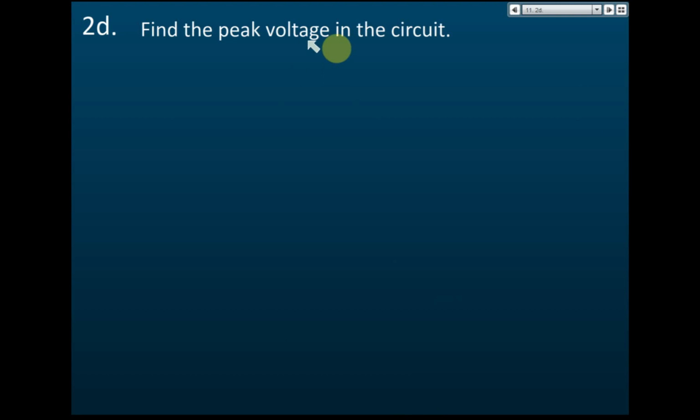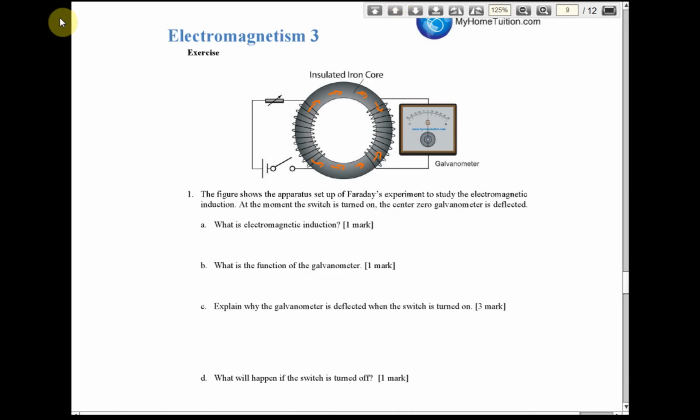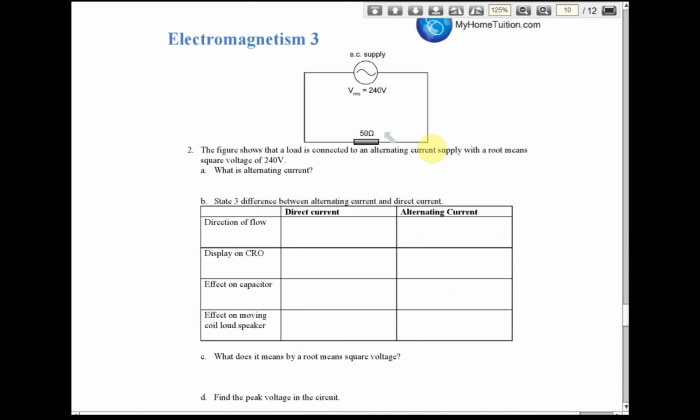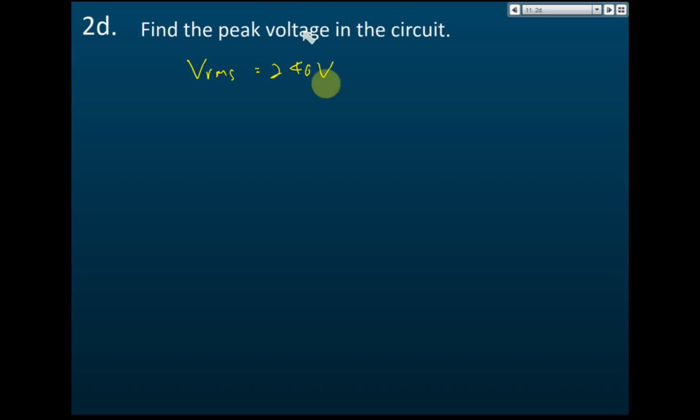Okay, find the peak voltage in the circuit. Now the question tells us that the root mean square voltage is 240 volts, right? I think so. Let's check. Okay, so they tell us that the root mean square voltage is 240 volts.